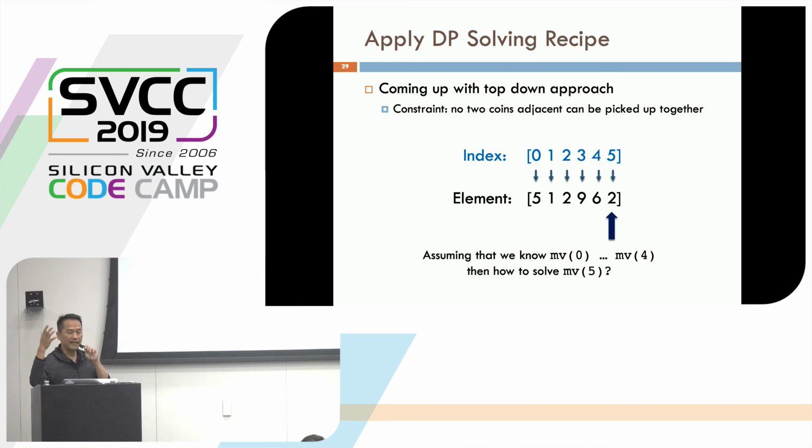Now I'll talk about the guessing part. Assuming that we have the maximum value, we have index number 5. Assume that we have the solution from 0 to 4, the maximum value for each of the indexes from 0 to 4. Assume we have that. Don't care how we do that. Assume that the solution exists. How can we solve for MV of 5?